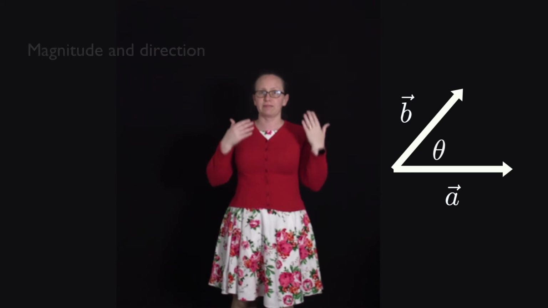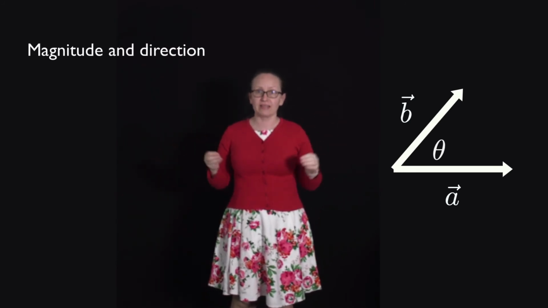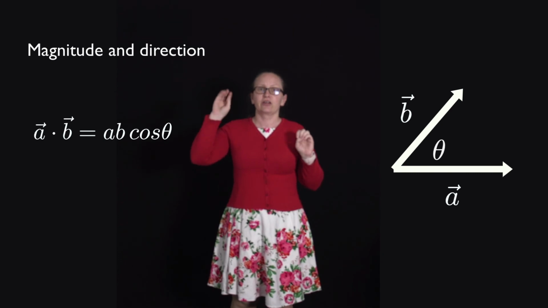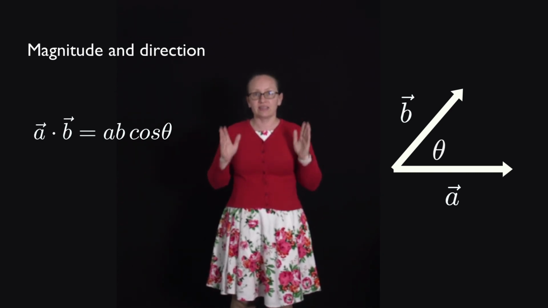Now, if we have two vectors A and B for which we're given a magnitude and direction rather than in unit vector format, then when we take the dot product, we can use A dot B is equal to AB cos theta, where theta is the angle between these two vectors.